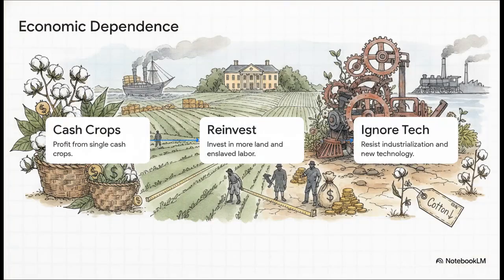And this massive consolidation of power built a really dangerous cycle of economic dependence. It's like a trap. Step 1, plantation owners pulled in massive profits from their single cash crops. Step 2, instead of diversifying their businesses, they took those profits and reinvested everything right back into buying more land and more enslaved laborers. Which naturally leads us to step 3. They completely ignored new technology and industry. This tunnel vision made the entire Southern economy incredibly vulnerable to global market shifts. If the price of cotton fell, the whole system shook.